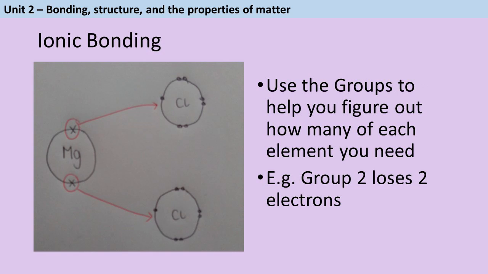So say instead of having a sodium atom, I had a magnesium atom, and it needed to lose 2 electrons. It couldn't give both of them to this one chlorine atom, because chlorine can only take 1 electron, it only has 1 space in its outer shell. So I would need 2 chlorine atoms to balance out that single magnesium atom.